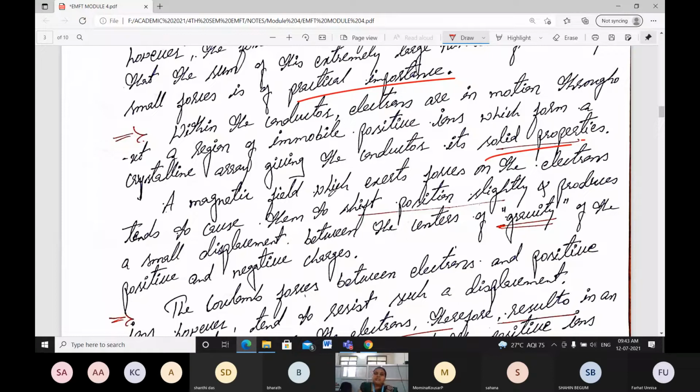Then a magnetic field exerts a force on the electrons. When the magnetic field is present, the electrons start moving. That causes the electrons to shift position slightly. The movement of charges happens and produces a small displacement between the center of gravity of the positive and negative charges. The movement happens due to the magnetic field.